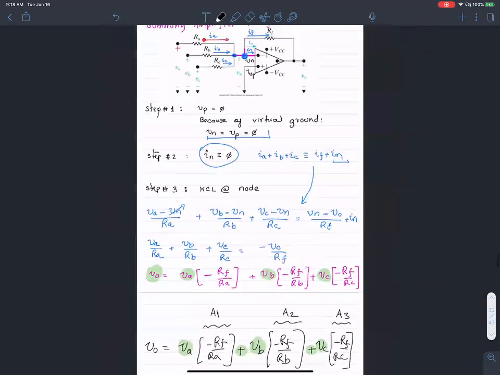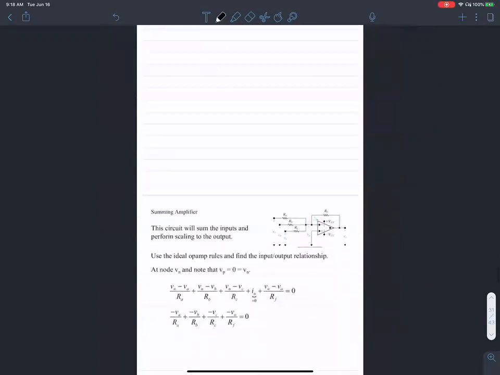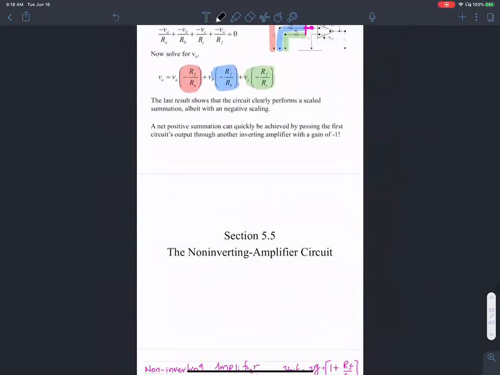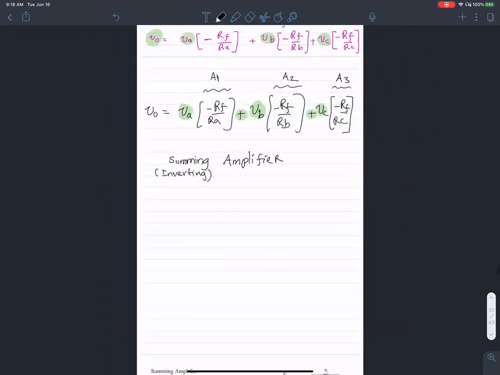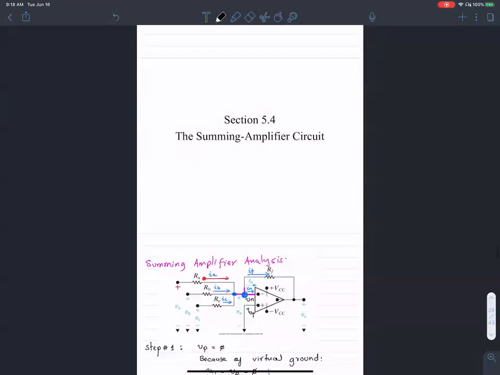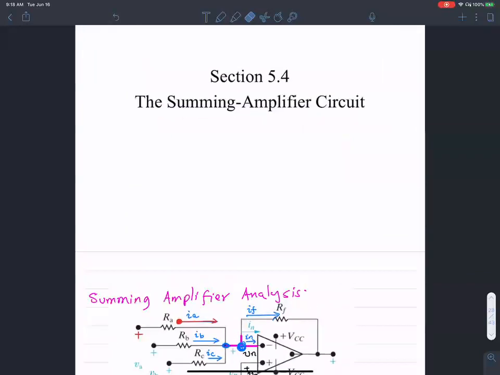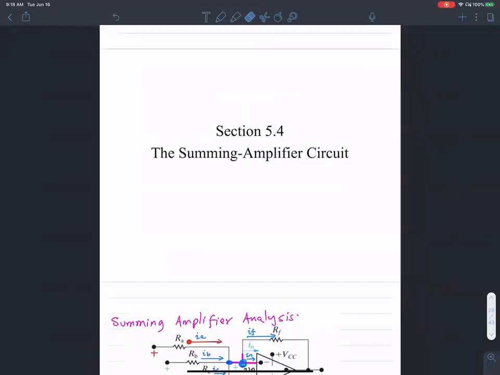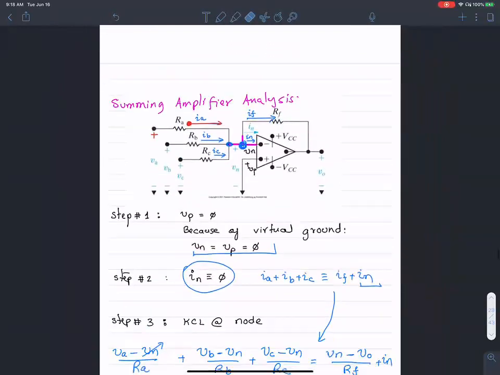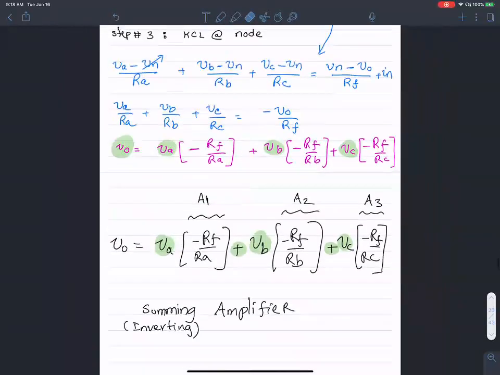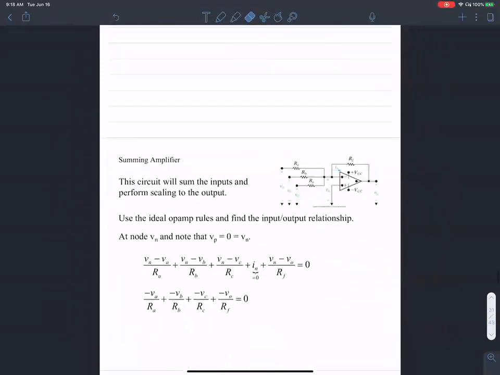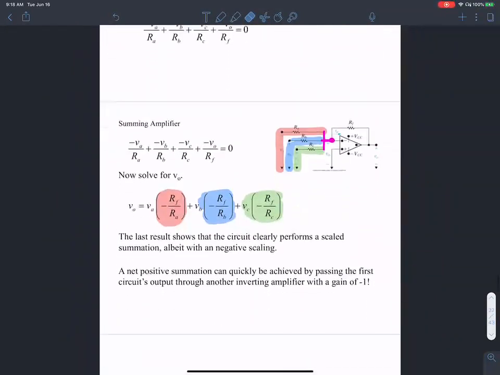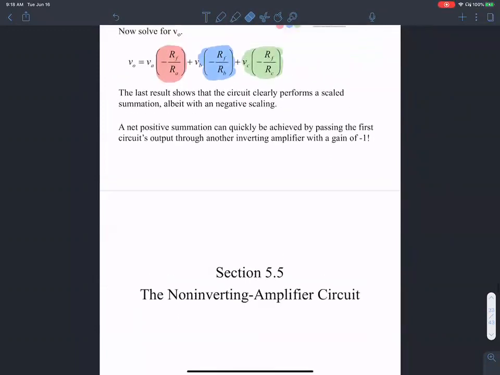Does that make sense? So here is an inverting summing amplifier. I don't know if they call it an inverting summing amplifier, but let's see, what do they call it? They call it the summing amplifier. But do you know from the equation that it is an inverting summing amplifier? Does that make sense? Yes, it does.